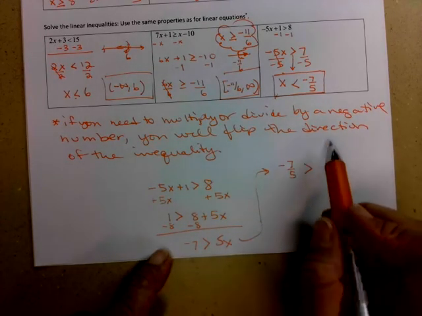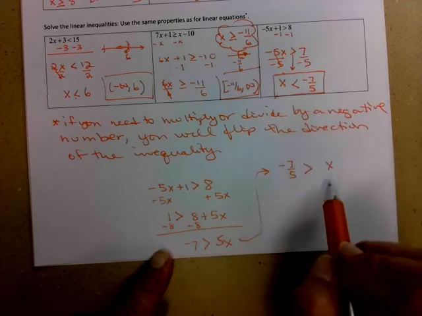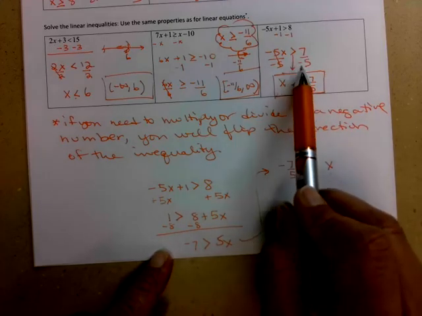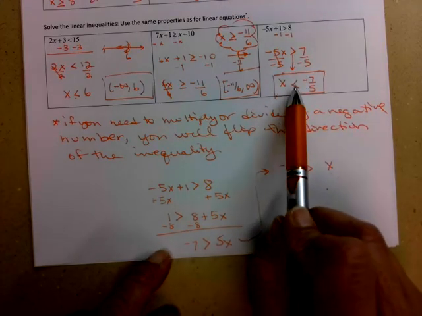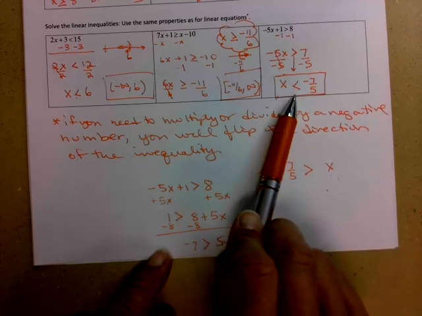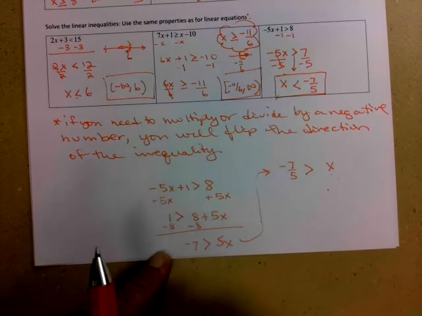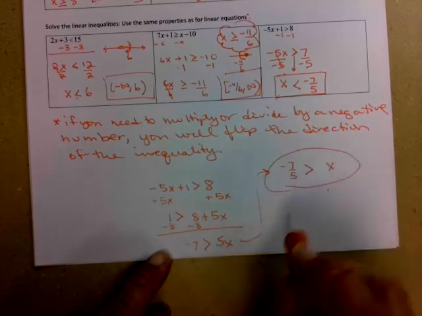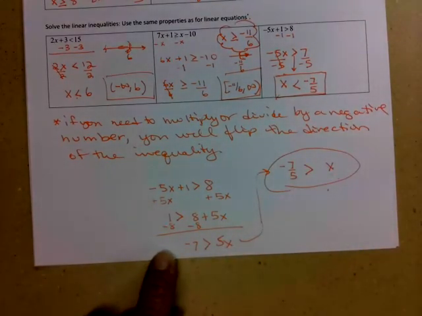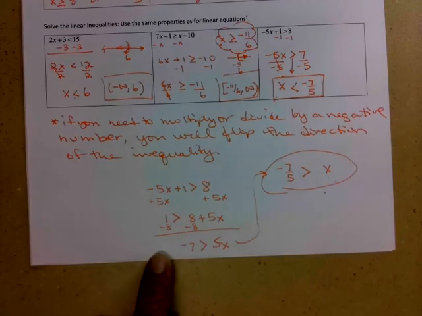Okay? So these two are equivalent. Right? So that's why we needed to flip the direction. If we wouldn't have flipped it, this symbol would have been pointing at the wrong number, right? It's pointing at the x, pointing at the x. Okay. So when you multiply or divide by a negative number, flip the way the inequality symbol points.